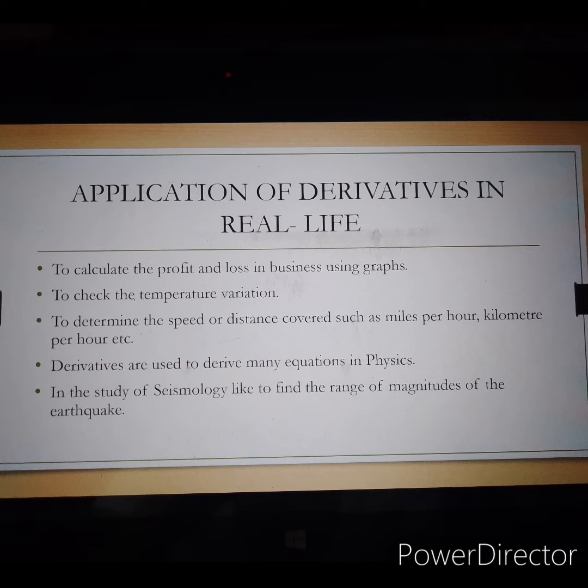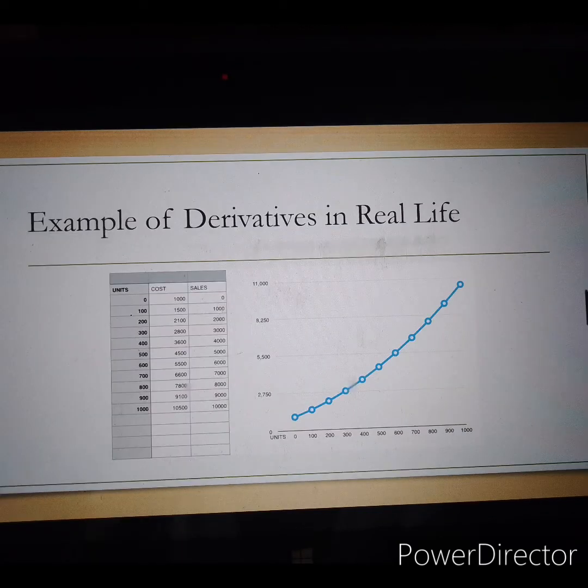One of the application of derivative in real life is to calculate profit and loss in business using graphs. For example, if you run a business selling ice creams, derivatives can help you decide what quantity you should sell. Your manager gives you some data how your business has been performing over the past few months. You tabulate the data and draw a curve to see the trend.